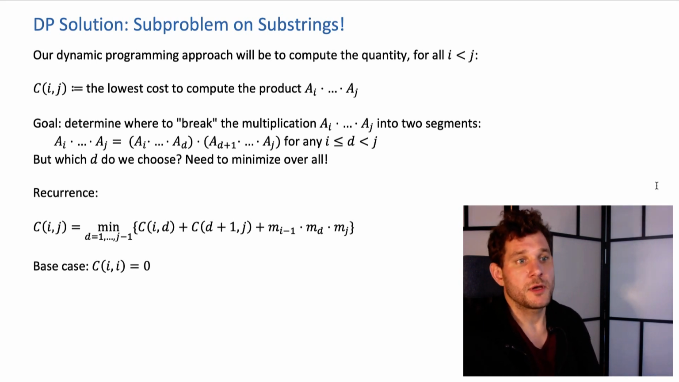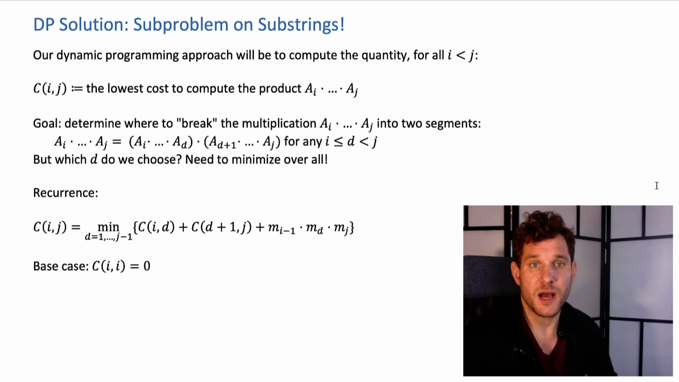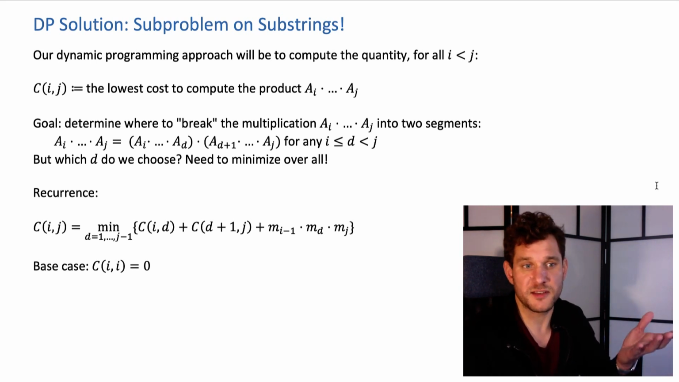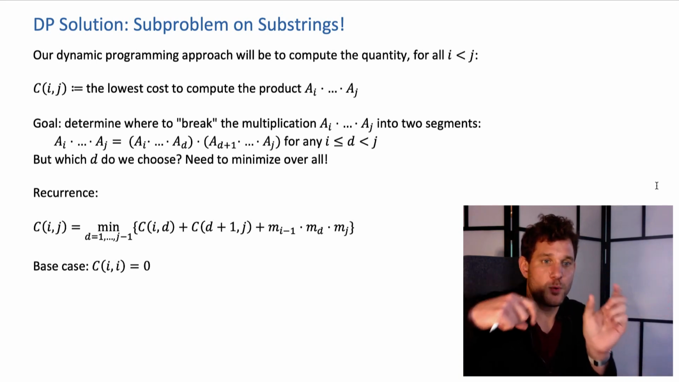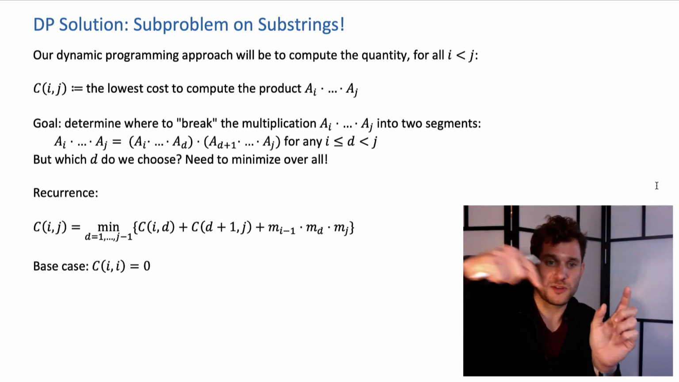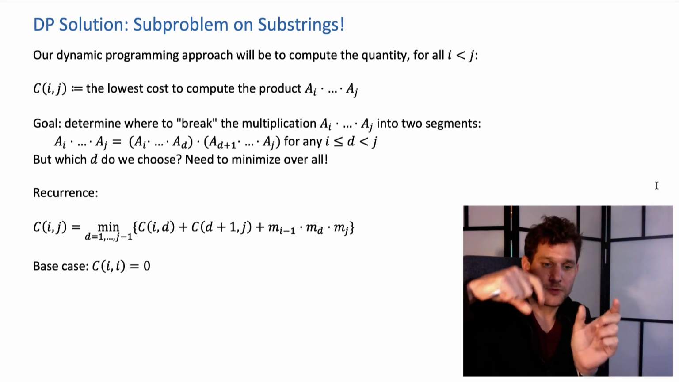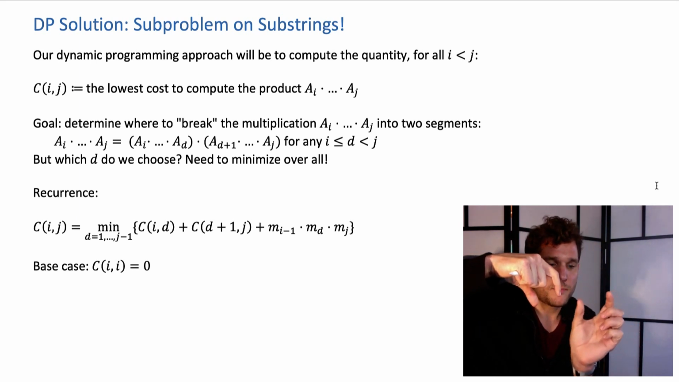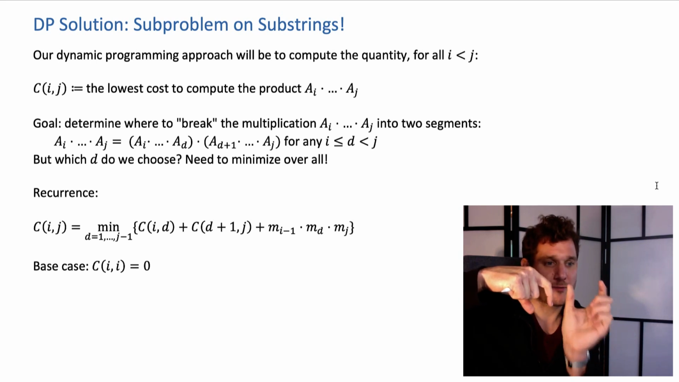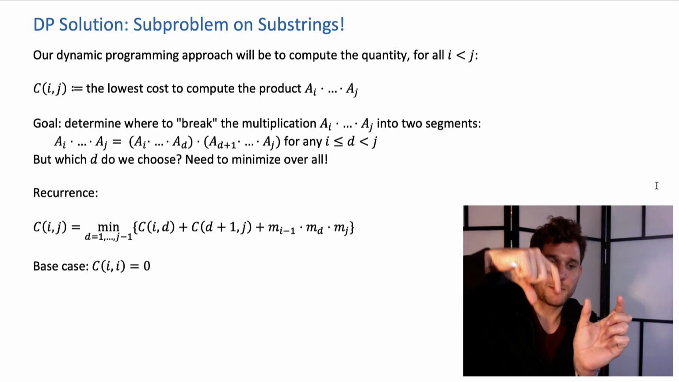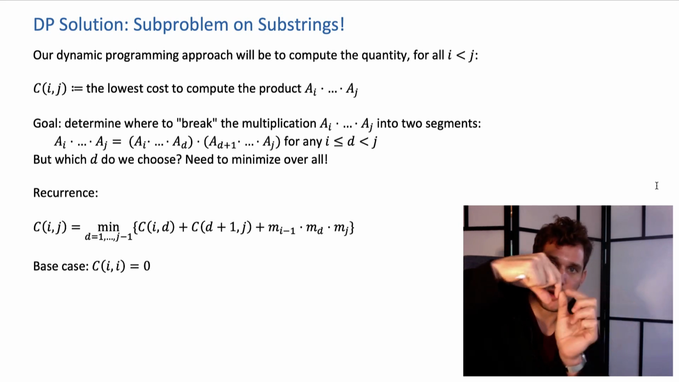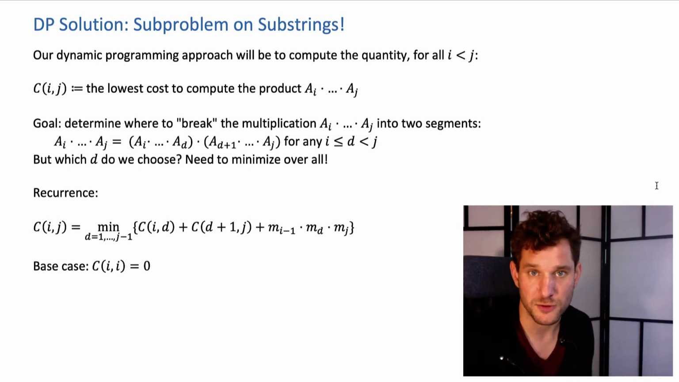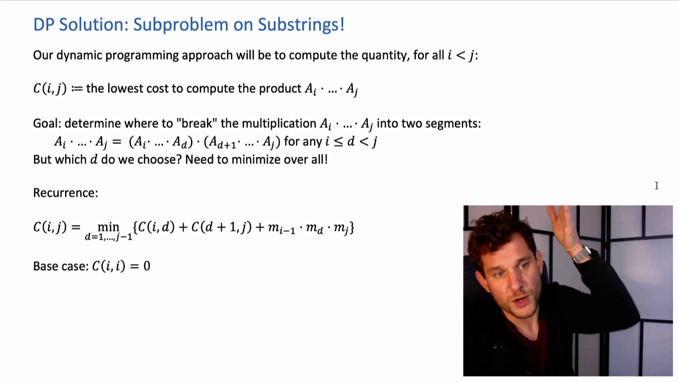So to compute C of i comma j, the thing we have to consider is, where are we going to break this sequence from i to j into 2 pieces? Remember, to multiply all these matrices A_i up to A_j together, we're going to have to somehow find a segment where we first multiply the first segment of matrices together, separately multiply the second segment of matrices together, and then combine the products by multiplying the 2 resulting matrices we got. And the only question is, where do we make that split?